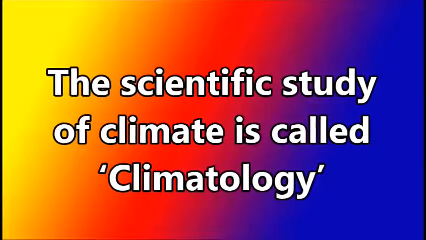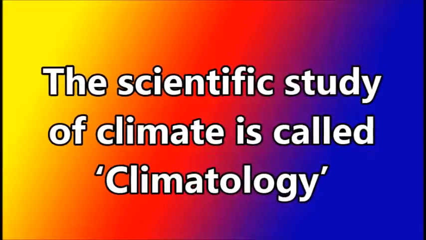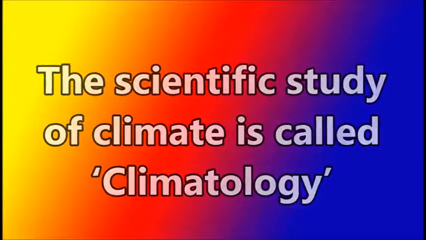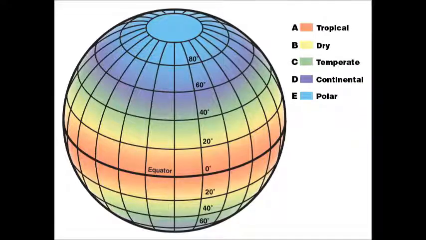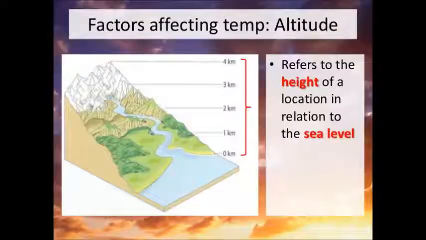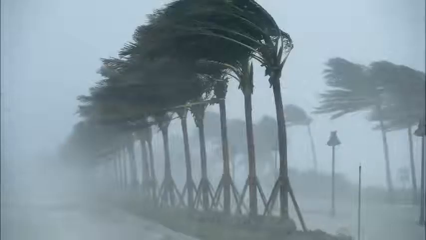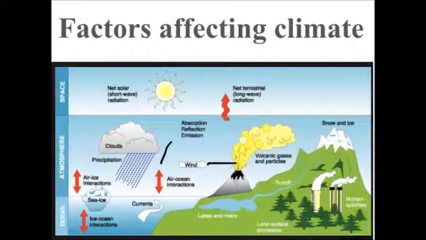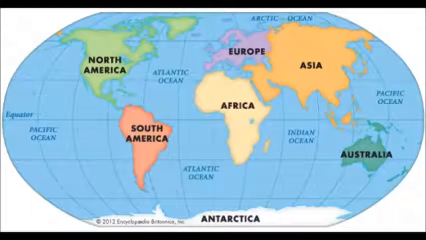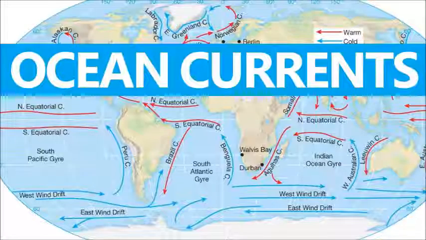Factors which affect the climate of a place are latitude, altitude, winds, distance from the sea, distribution of land and water bodies, and ocean currents.